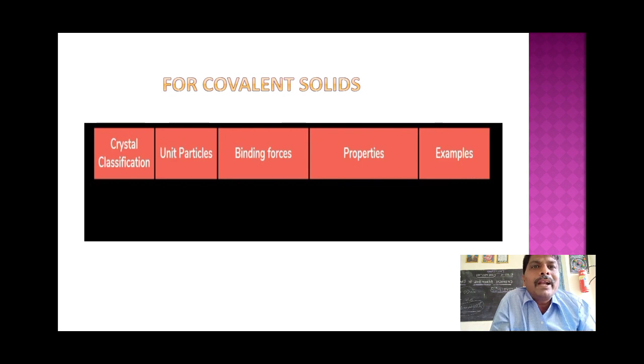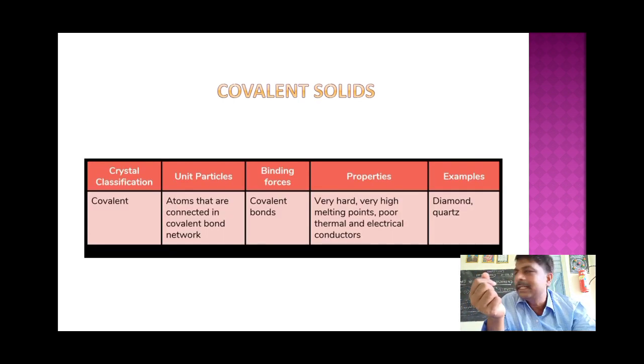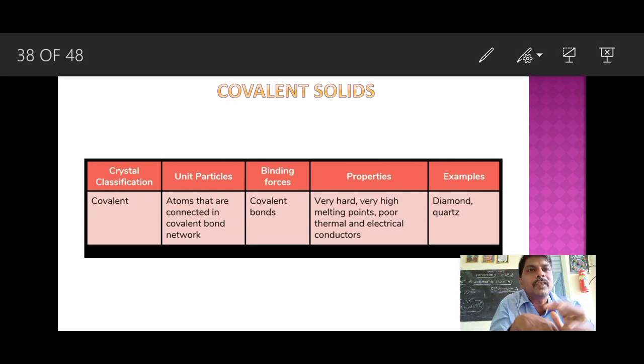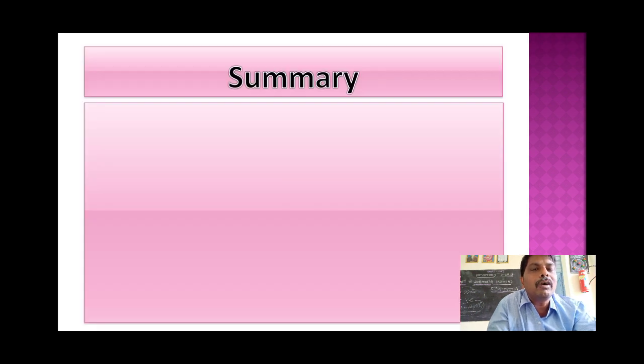Next type, covalent solids. What points did we discuss? The binding forces and particles. In covalent solids, non-metal atoms are generally the constituent particles. Covalent bond is the binding force. They are very hard, with very high melting points, and poor thermal and electrical conductivity, with some exceptions like graphite. Graphite is a good conductor. Examples: diamond, quartz, carborundum, and AlN, aluminum nitride, is also a covalent solid. So these four solids we discussed.